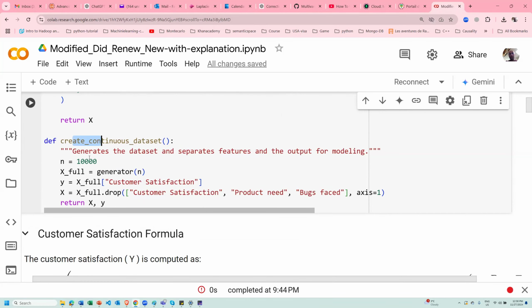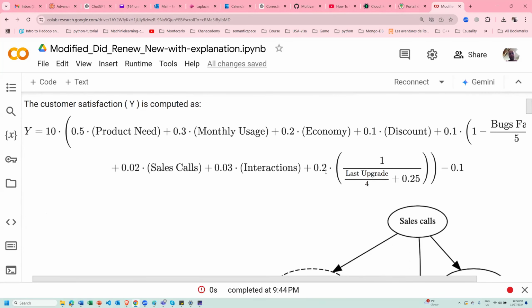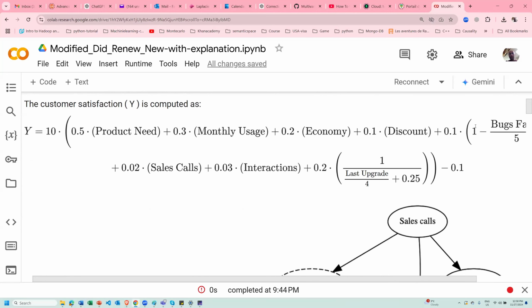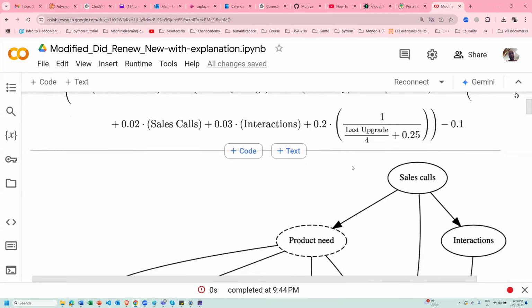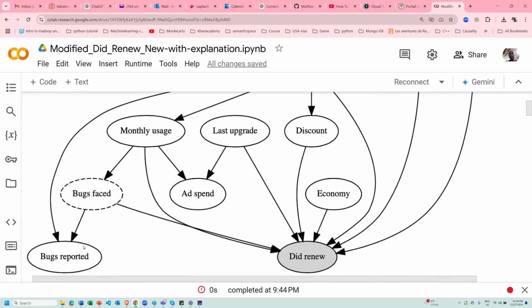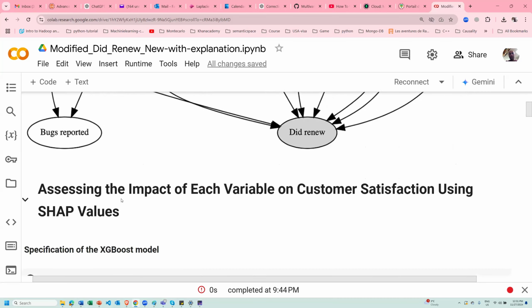So here we are generating 10,000 of these samples. I wrote the formula I just explained, 10 multiplied by this, so maybe this is a little clearer in case the above is not clear enough. As I just mentioned, we are deleting the product need and bugs faced, because in causal effect, one of the big problems is that usually there are elements in the environment that we cannot see. They are not in our data set. For example, bugs faced, we don't have data about these.